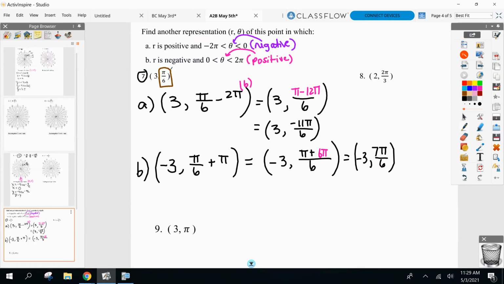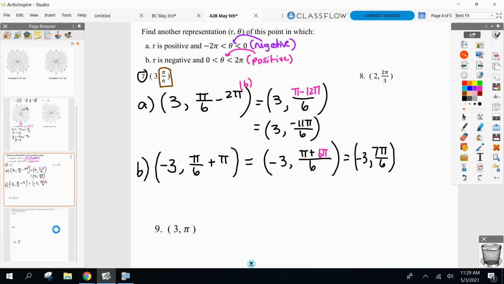Anything from you guys there? Changing a point but keeping the same location. Ready for it tomorrow? All right, I'll let you do 8 and 9 in a minute. Last thing we need to go over is coterminal, which will be on the quiz tomorrow.